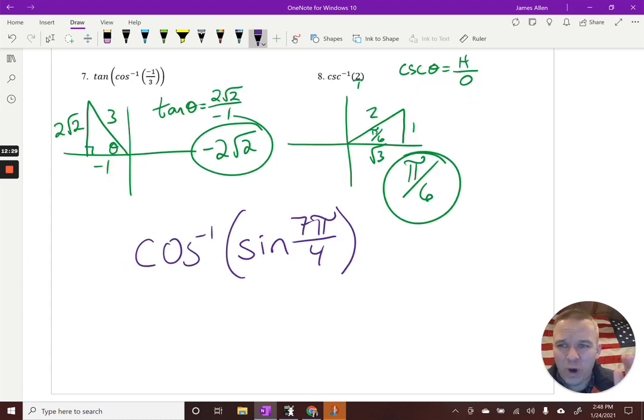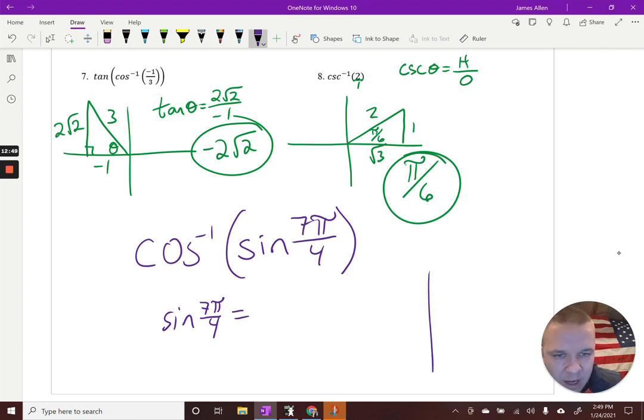I decided to add one last problem in here for you guys. It is a little more like what we had in the previous lesson, but it does come up on the homework, so I just wanted to refresh it. We're going to work from the inside out. All right, so what's sine of 7 pi over 4? Well, I'm going to deal with that first. So sine of 7 pi over 4, what's that going to equal?